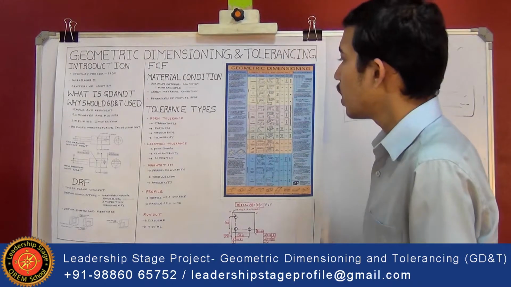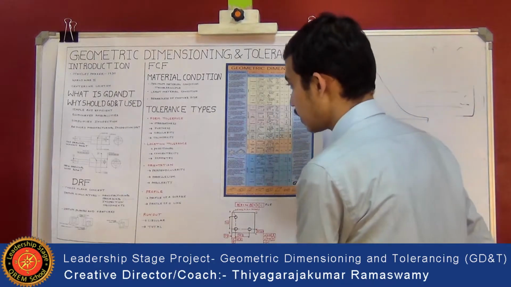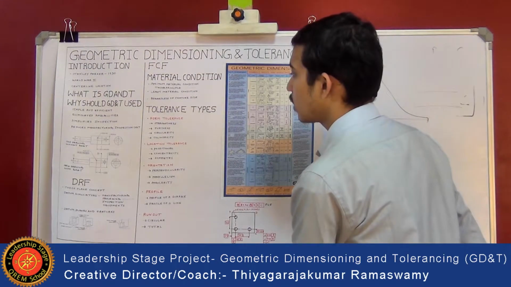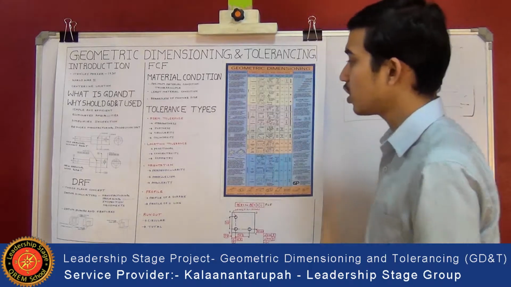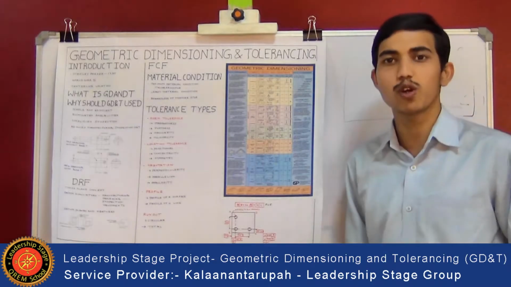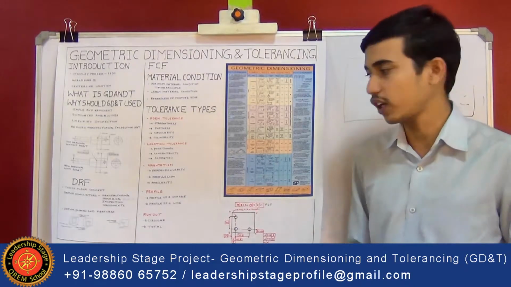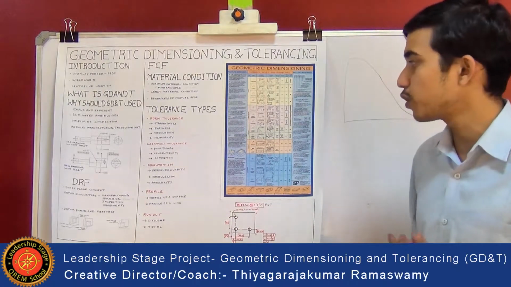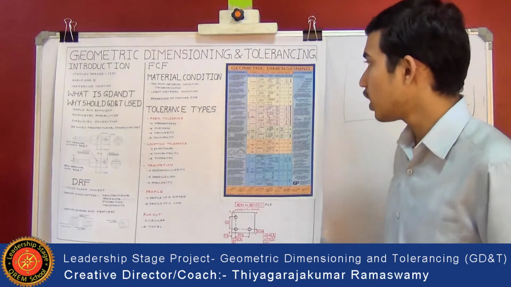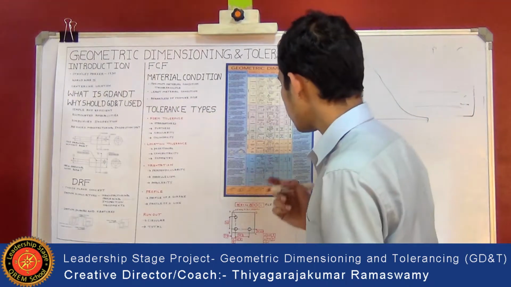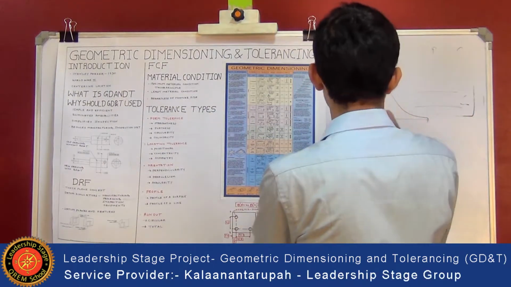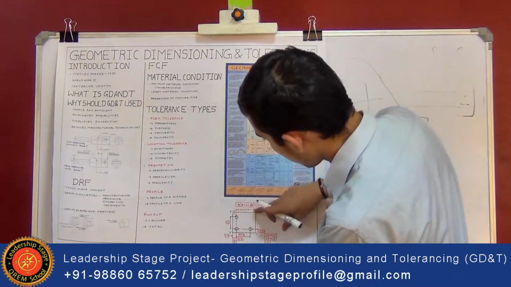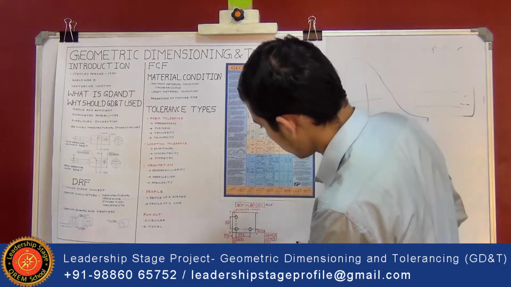Then coming to locational tolerance, it's classified into three types, that is positional, concentricity and symmetry. Positional tolerance is probably the most used tolerance of any type. It is most used because it is used to measure the feature size from datum planes. It is represented using the position symbol. This is the position tolerance.